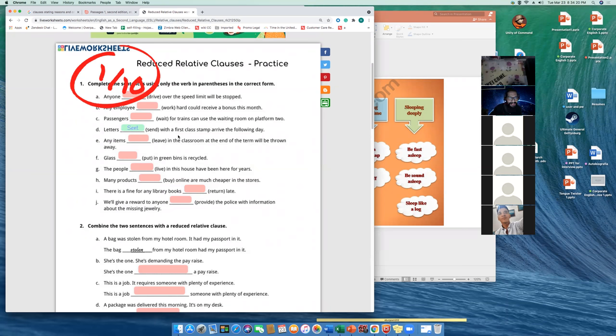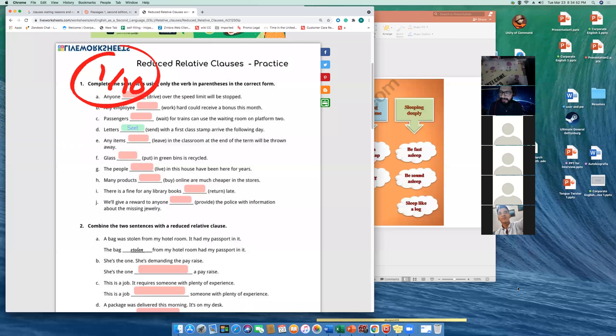Letters sending, no. Letters sending with a first class stamp arrives the following day. It doesn't even fit. You would have to change the whole phrase to be able to use sending. You would have to say letters that are being, no, you can't even use it like that.